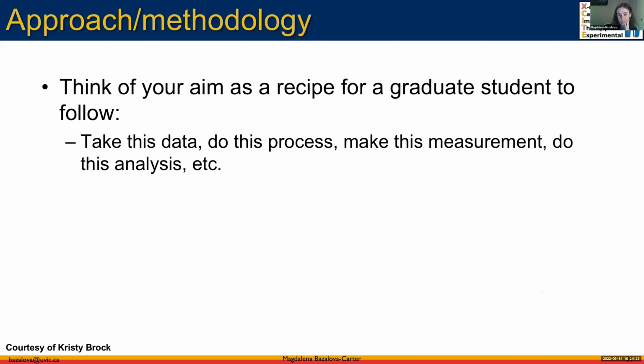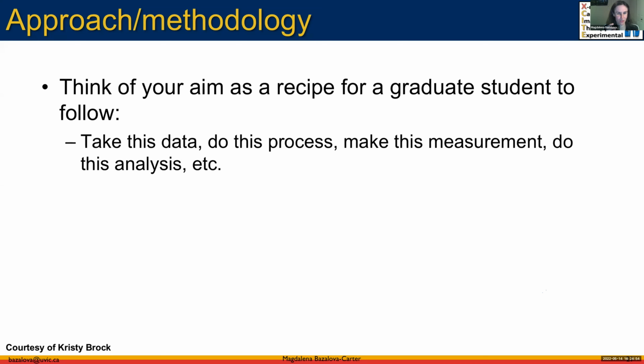So the message from Christy here is to think of your aim as a recipe for a graduate student to follow. So you take this data, do this process, make this measurement, do this analysis, etc. Unfortunately, grant proposals are not as many pages as a PhD thesis, for example. So you have to be quite concise, and you have to basically choose what exactly you'll be putting in your proposal. How detailed can you be, or how detailed should you be?